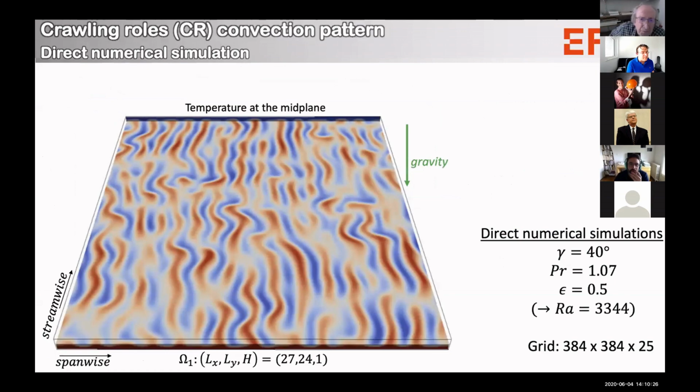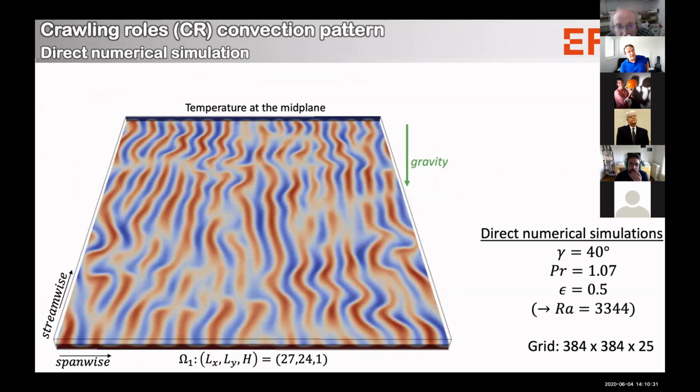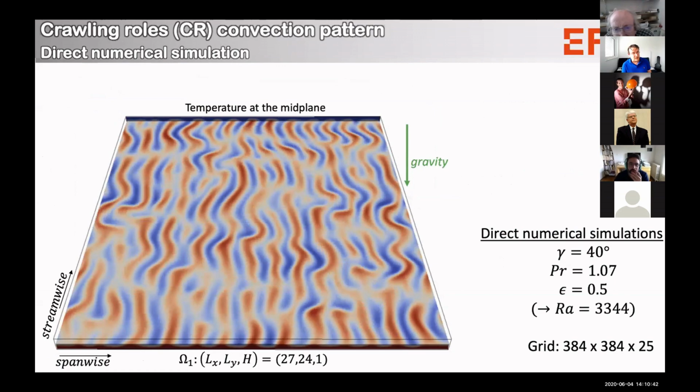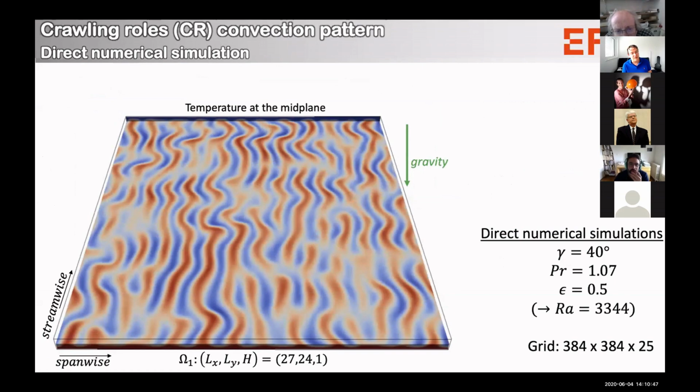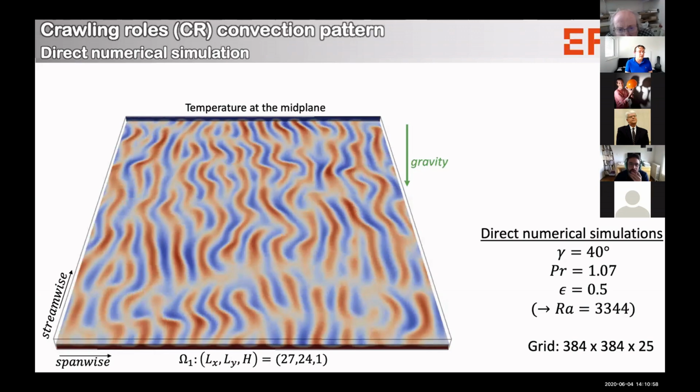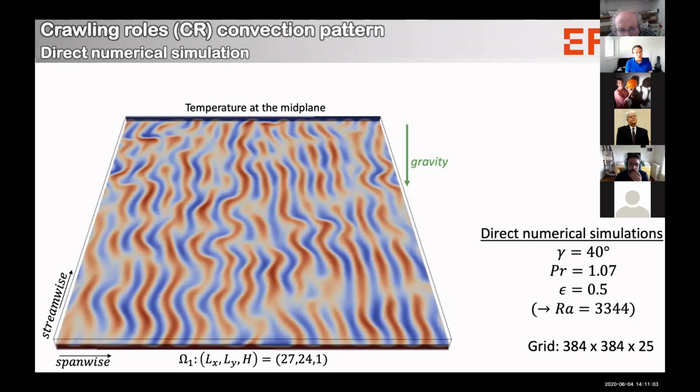Let me run this. Does it run? No, it doesn't. Now it runs. And what I'm showing you is the temperature at the midplane of our cell. So you can look at this for a while. And what you observe, it's weakly chaotic. I will call this weakly turbulent. So before some people ask, I will use turbulence in the sense of spatiotemporal chaos here, not in terms of a Kolmogorov cascade. So that's a weakly turbulent flow. And we would like to understand this weakly turbulent flow. So how do we do this?